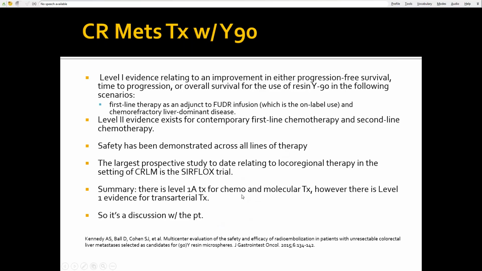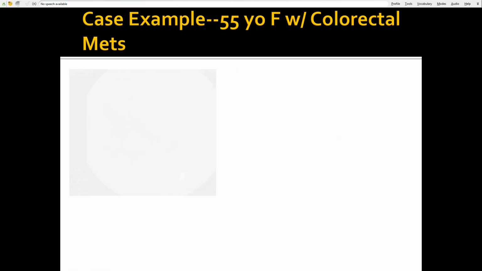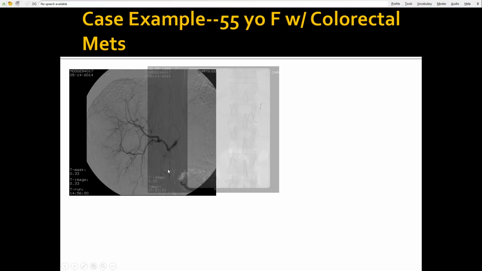Do they want systemic chemo, or do they want to try the transarterial route for treating the patient? So here's a case that we did last year. Young female, she came in, she had multiple metastatic lesions throughout her liver, and we decided to do Y90 therapy on her. So again, you get your planning angiogram, you look for which arteries you need to take out.